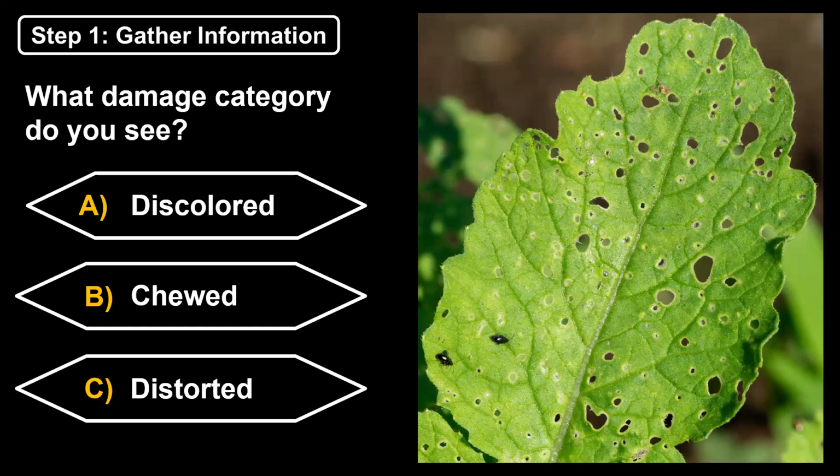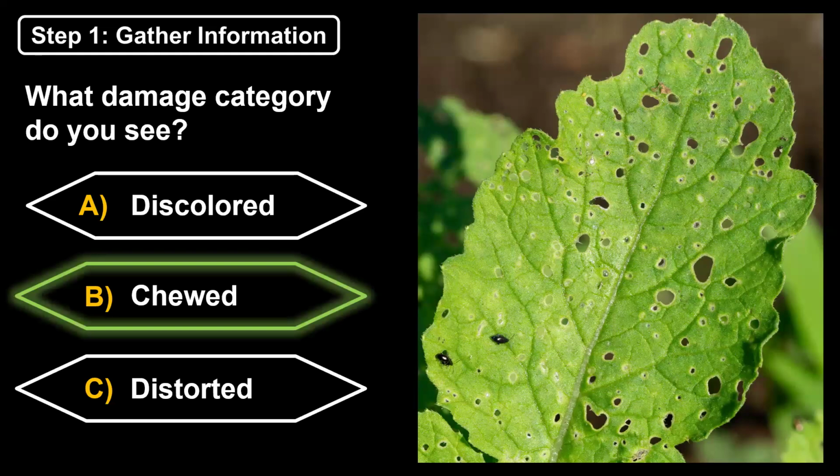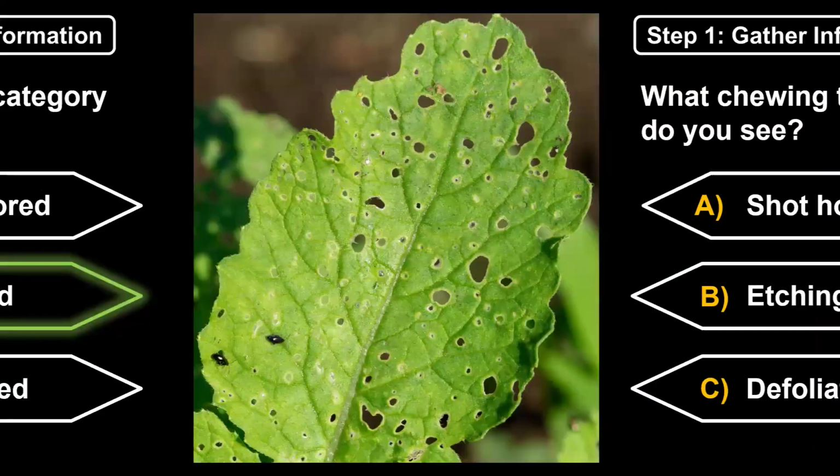Take another moment. So what we're seeing is B, chewed. We have different damage categories that we learned about in the first class related to damage by insects and mites. And what we are seeing here is a type of chewing damage.